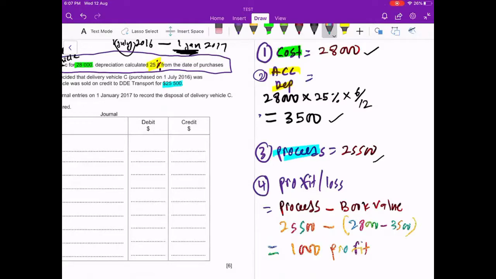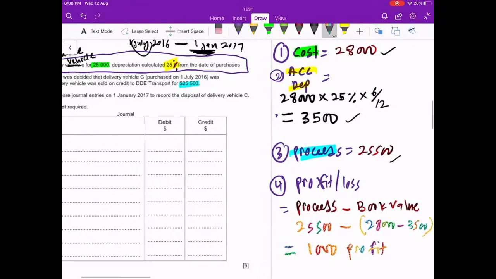Okay, you already know the cost, accumulated depreciation, proceeds, and also profit and loss. So based on this four information, can you do it yourself? Do the journal.